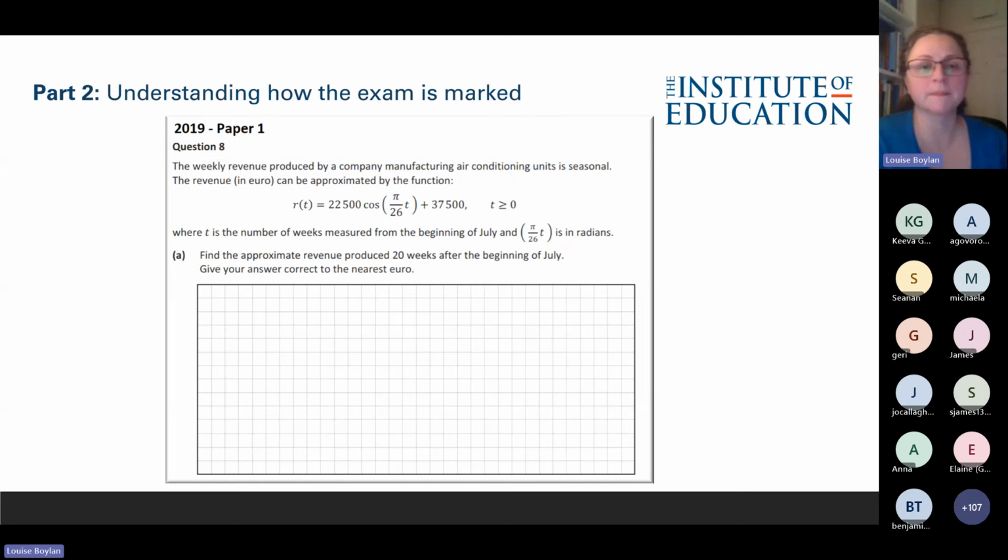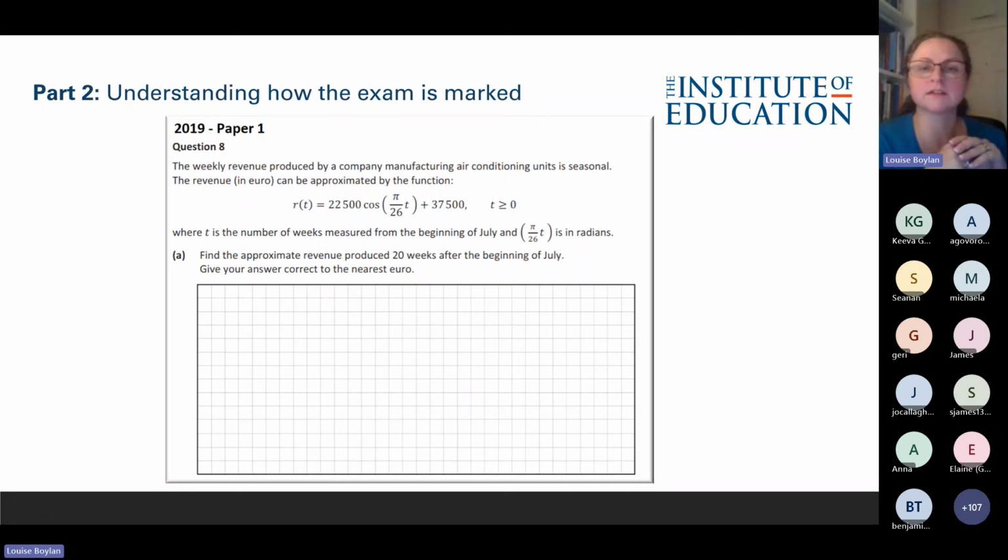But the second thing is that when you look at it, you need to just stop and look and say, okay, I've got an equation there. And I've got two letters. One is R and one is T. What do they stand for? Right. Well, they're telling us that R is revenue, and they're telling us that T, what is it? T is the number of weeks, right? So R is revenue and T is time.